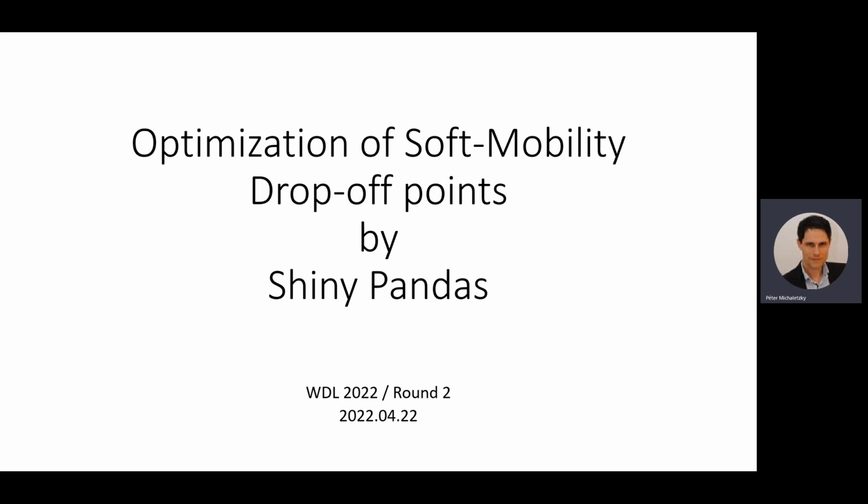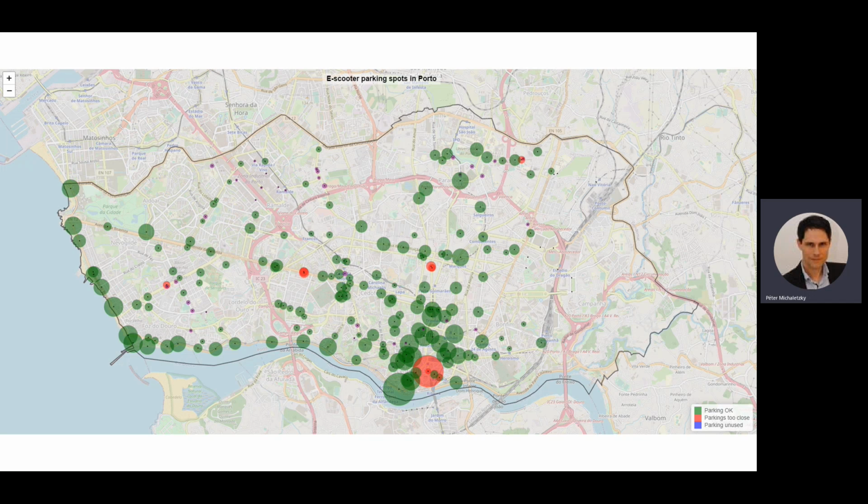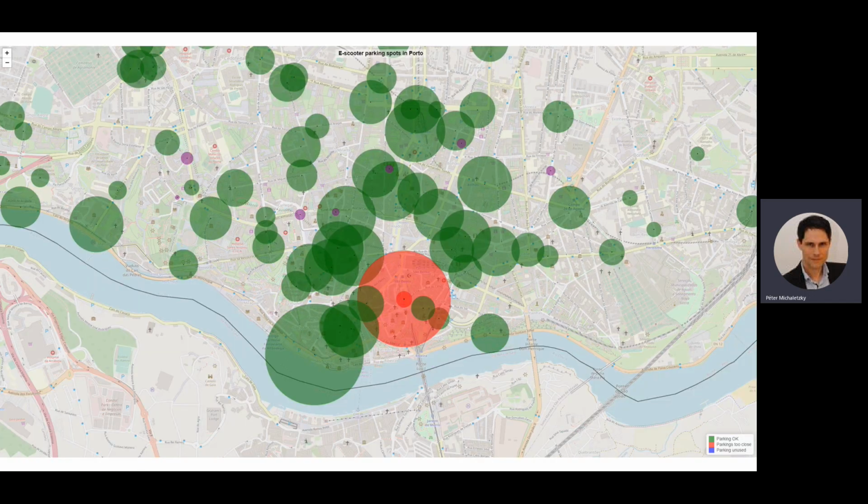Let's look at the big picture. We have 216 parking spots in Porto. Here we indicate traffic on these spots by the circle radius. By zooming in, we can also see some more details. Differences can be quite big in terms of traffic volume. Red circles indicate parkings too close to each other. Only one of them can be kept according to the rules of this challenge.